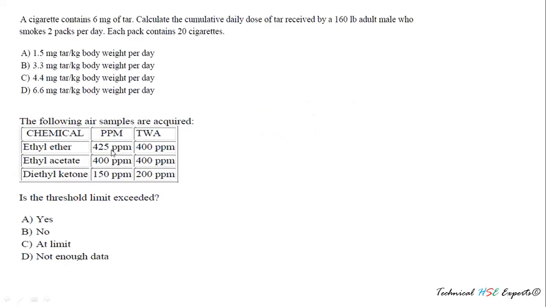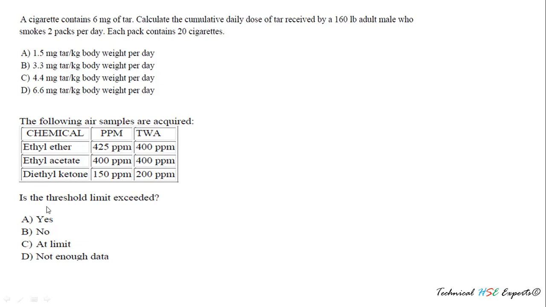What is C? It is nothing but concentration, and T is nothing but time. Weighted average: 425 divided by 400, plus 400 divided by 400, plus 150 divided by 200, plus 120 divided by 200. Obviously it will be more than 1. It is 2.81.